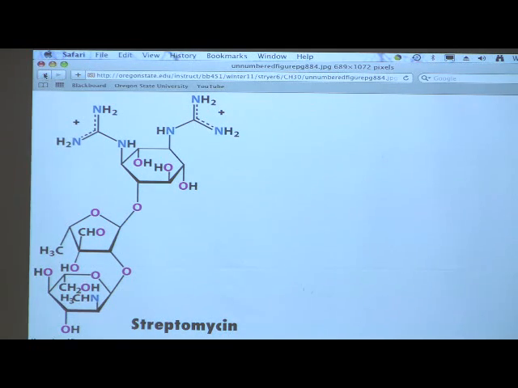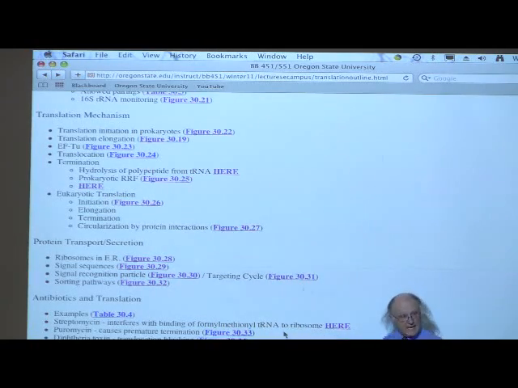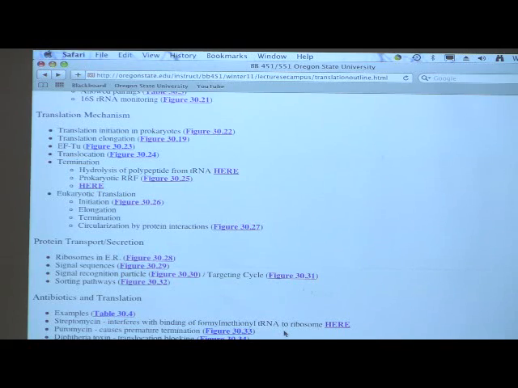Remember that formyl group that had to be put onto methionine? I shouldn't say the formylation, but the binding of the formyl group on methionine to the ribosome. If the ribosome can't bind the formyl methionine tRNA, it can't start translation, because in bacterial cells that's very specific for bacteria. Eukaryotic cells do not have that formyl group.